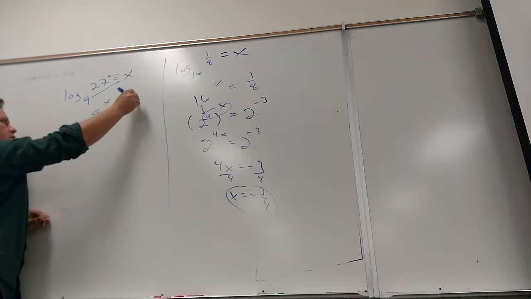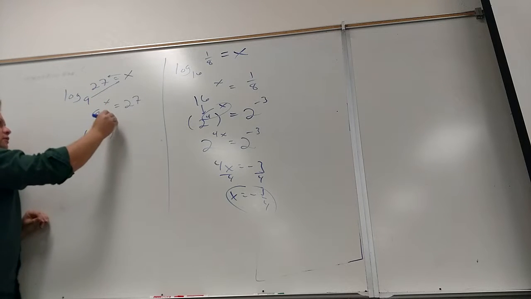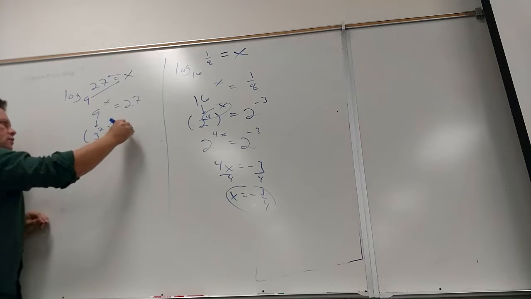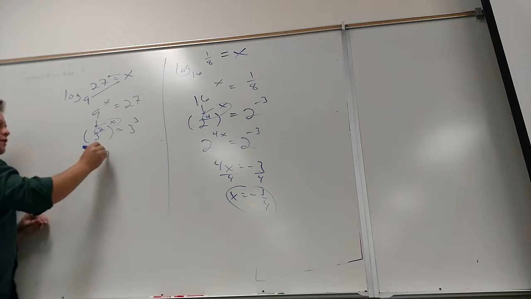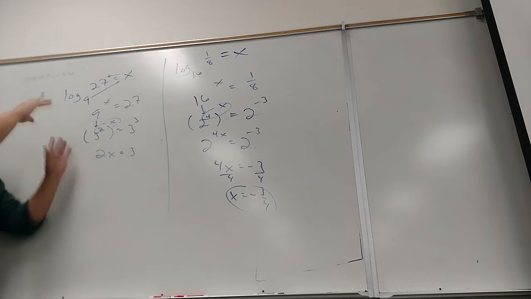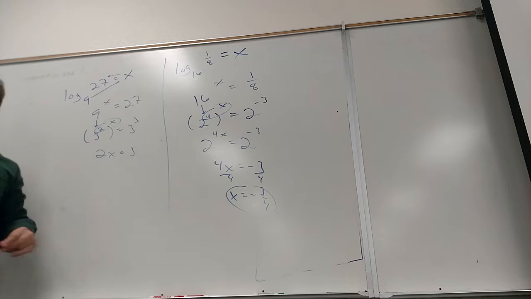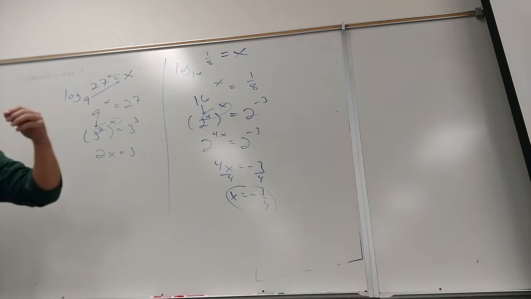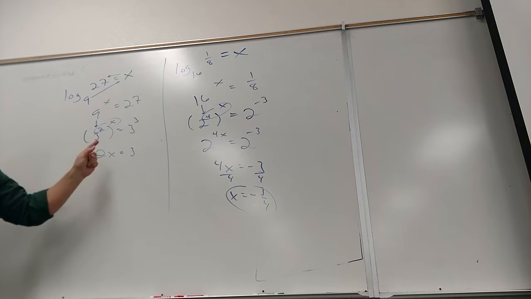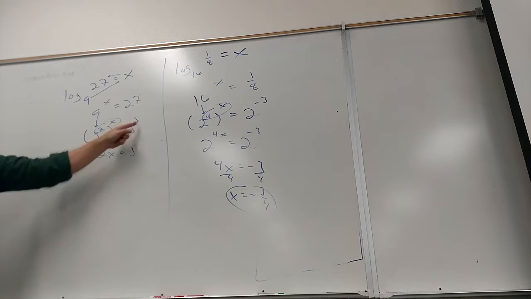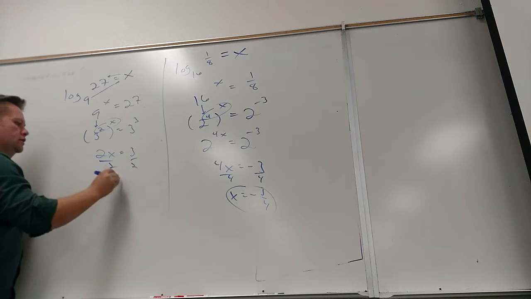Now what are they both based on? 3. This is 3 squared. This is 3 cubed. So 2x has to equal 3. Do you guys see? If you can make the bases the same, then whatever's up at the power must be equal also. So I made the bases the same. So now the powers have to be equal. So x is 3/2.